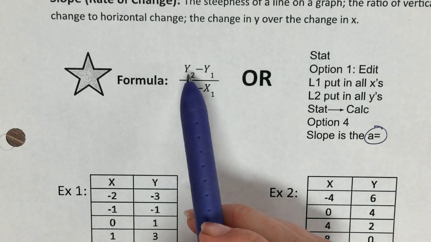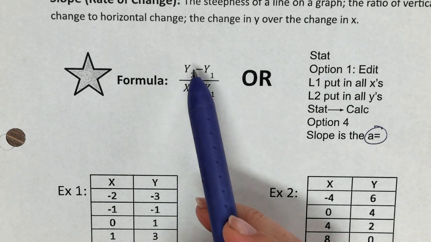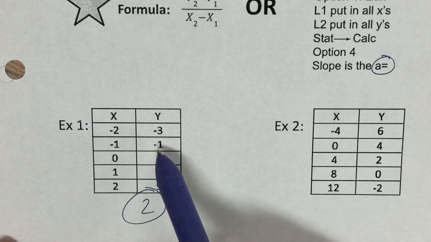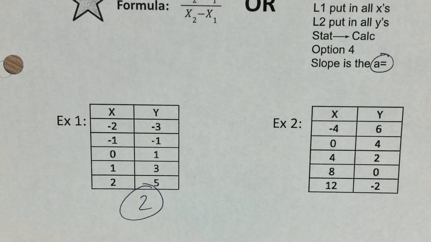Could I have done slope formula instead? I would have just had to pick 2 coordinates and done y2 minus y1 over x2 minus x1. But I think that this is easier because there's no error. Like, you just type it in. Everybody good? All right, let's go do this one.